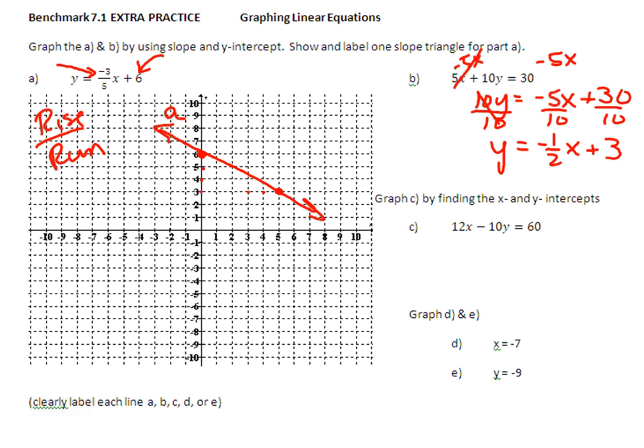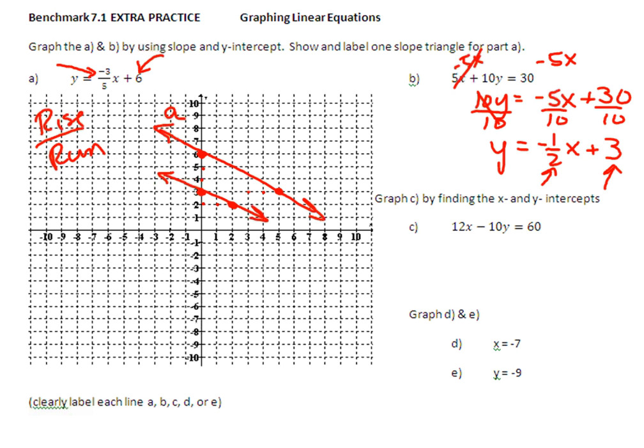So for there, I'm going to plot the 3 first, my y-intercept, and from there, count my rise and my run. I'm going to put the negative on top, so from that point I go down 1, to the right 2. If I continue doing that, that's fine, but just those 2 dots is okay.